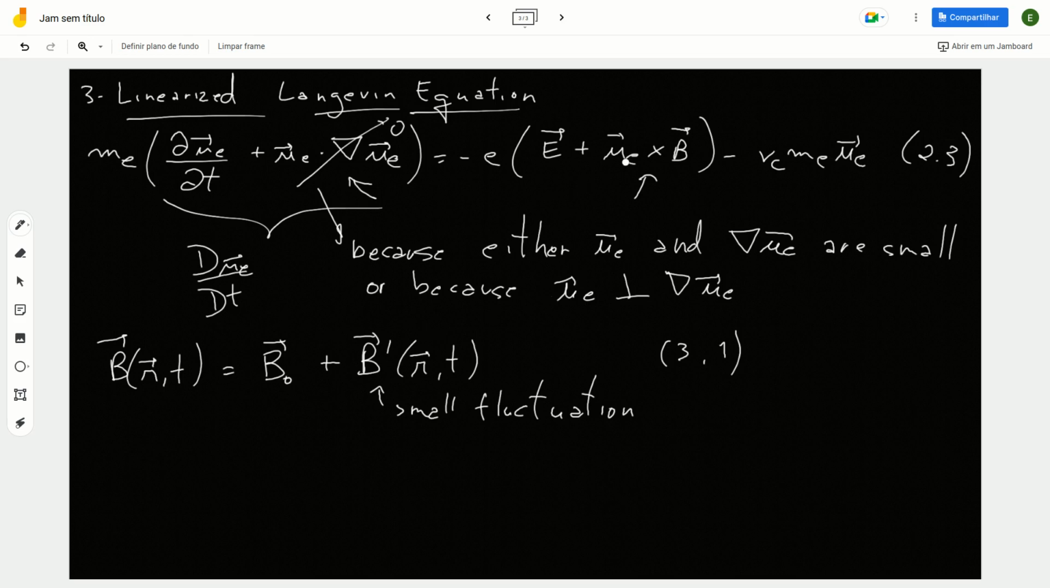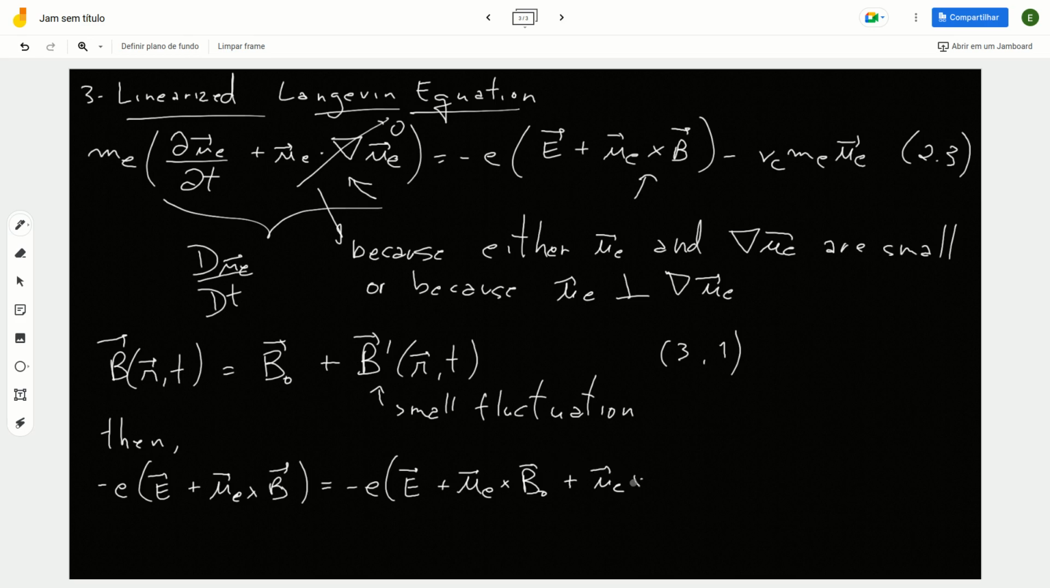Well, then if you use this B in this term, you have minus E plus UE cross B, which is equal to minus E. You have the electric field plus, then you have B is this, so it will be UE cross B0 plus UE cross B prime. Then if you have a small B prime, then this can be dropped.